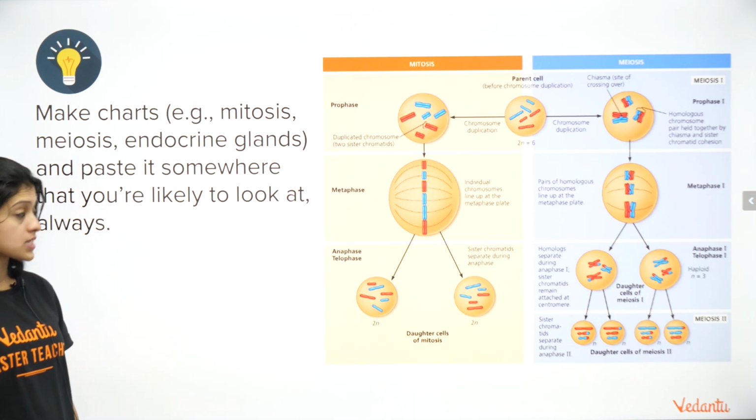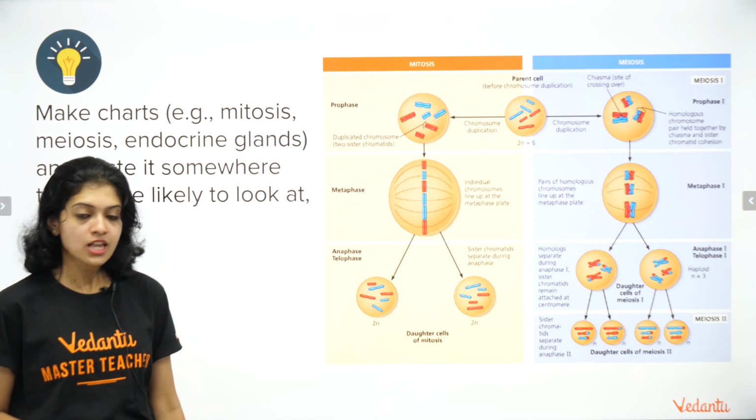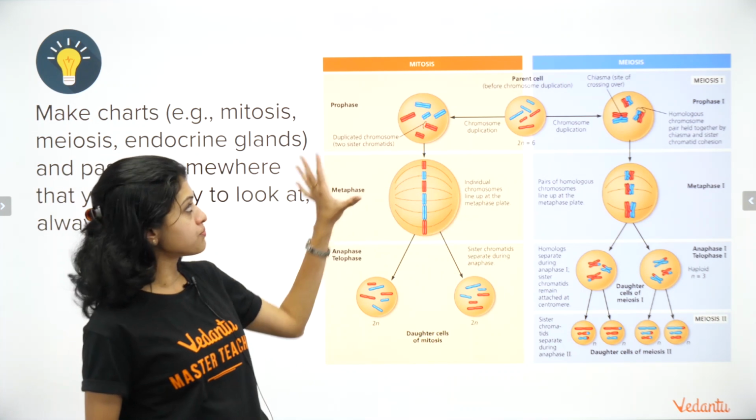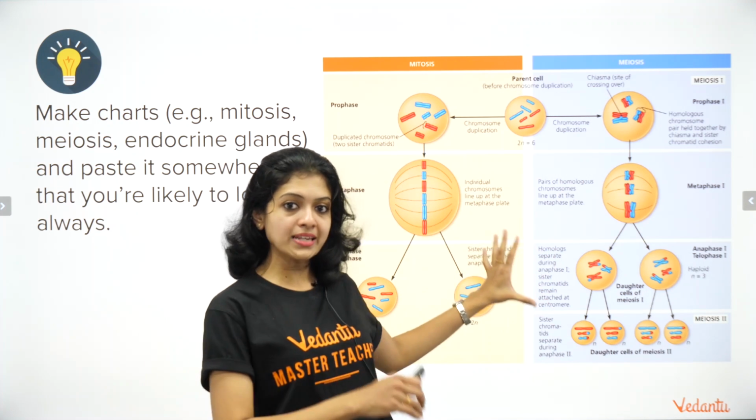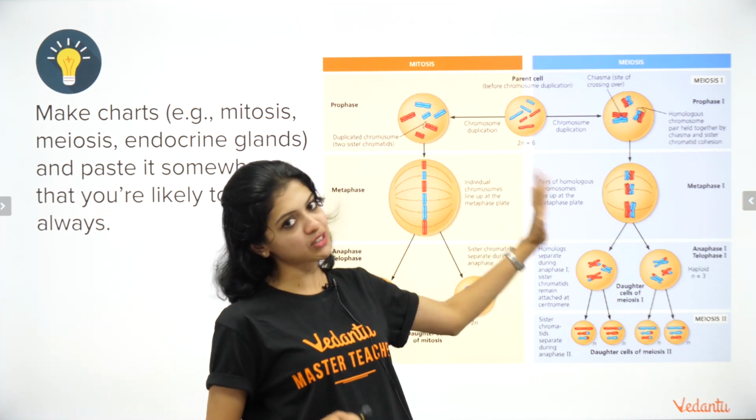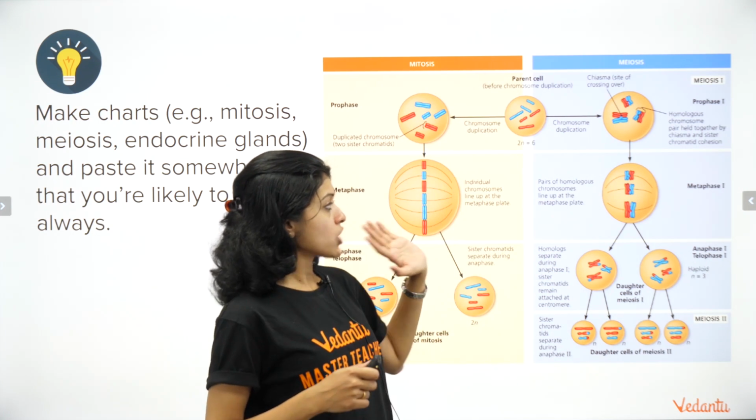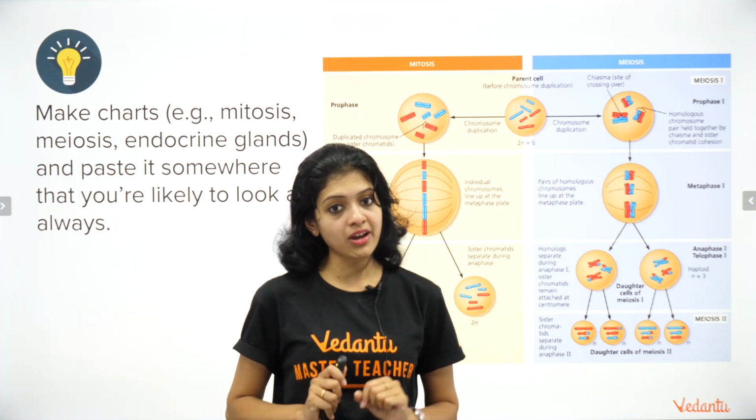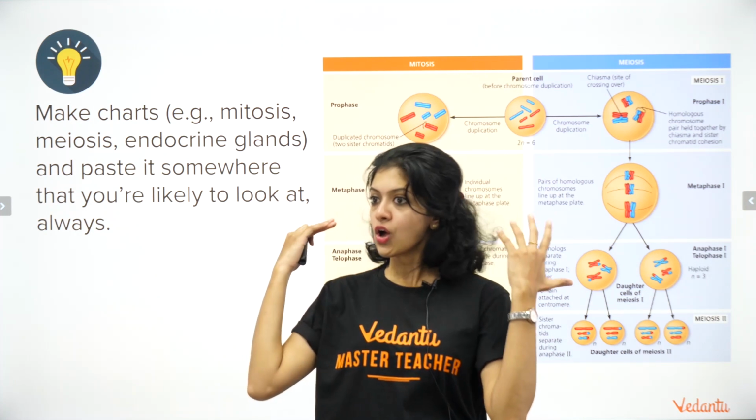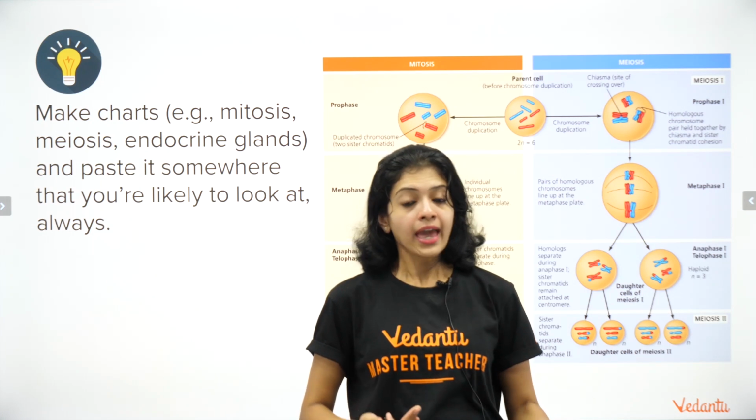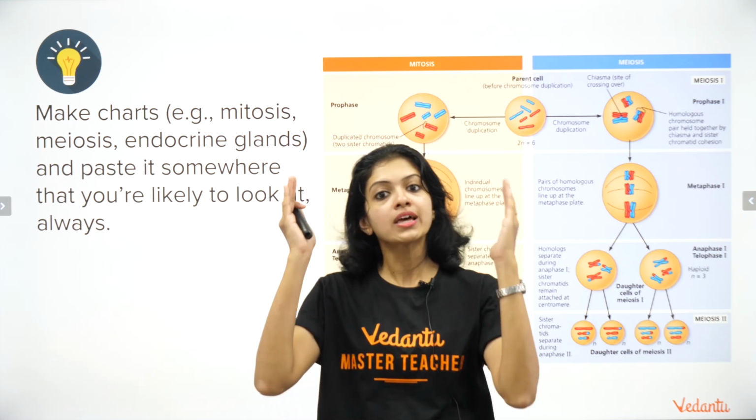And yes, making charts. Make charts and paste them somewhere that you're likely to look at always. So this is just an example of mitosis and meiosis that I have put here. I agree that these are honestly not the best way of creating charts for these concepts, but just to give you an idea, right? If you have created charts for concepts like these and pasted them somewhere around in your study room or bedroom or wherever you are likely to look at most of the time, it will subconsciously get imprinted in your minds, even if you're not making a conscious effort to study it.